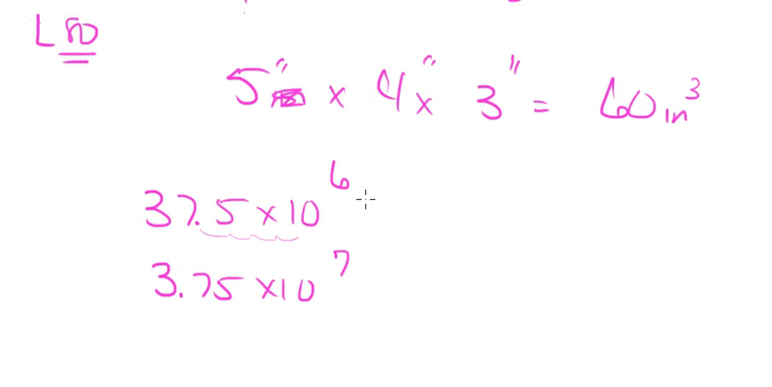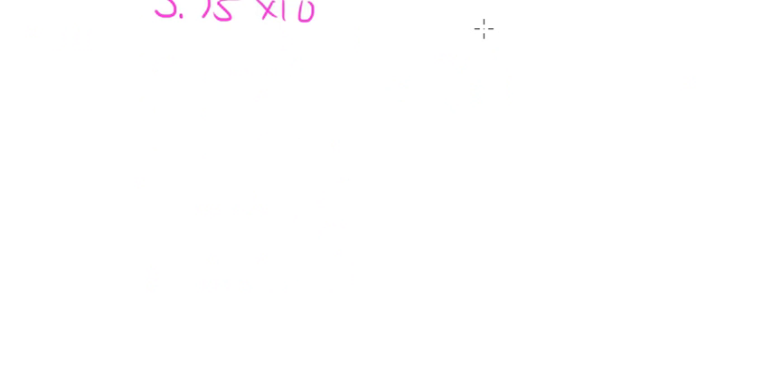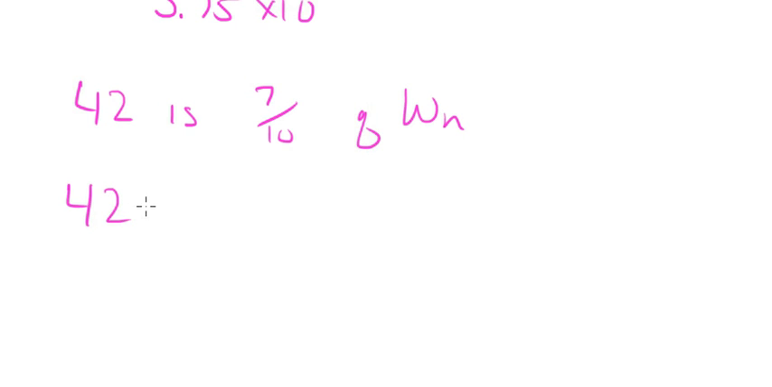All right, guys, you're going to have a problem like this, and Amanda kind of already alluded to this. It's going to be a problem like 42 is 7/10 of what number? So that's easy. We say 42 equals, and can we just say instead of 7/10, can we say 0.7 or 0.07? 0.7. So we're going to say 0.7 times what number?